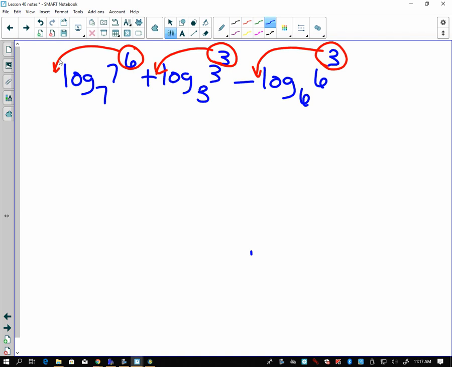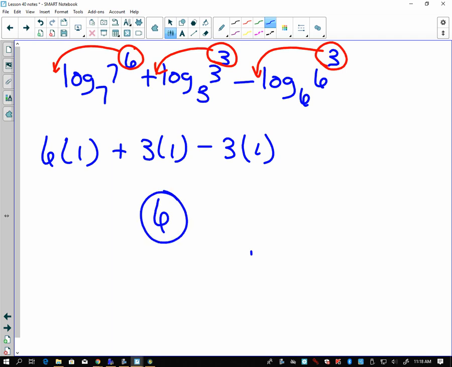Now what happens is I have 6 times 1, plus 3 times 1 minus 3 times 1. What's interesting is in this case, addition doesn't become multiplication, subtraction doesn't become division, because they're not the same base. So my final answer here is 6, because 3 minus 3 is 0. Anytime these numbers are the same, you're only looking at the exponent numbers and adding and subtracting those.